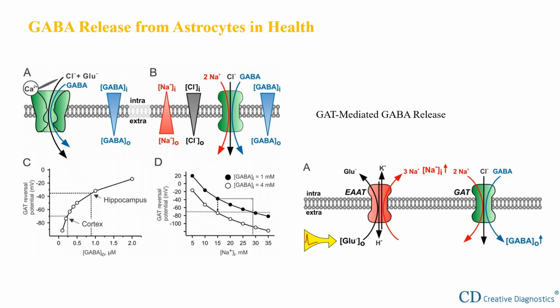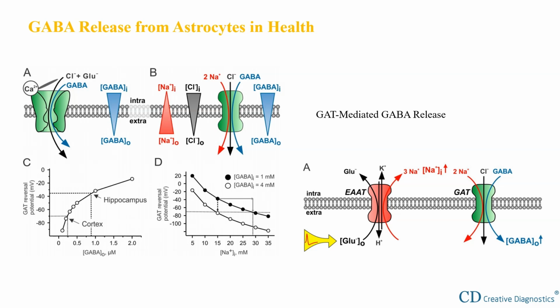Moreover, the relative position of the reversal potential as well as the direction and strength of tonic GABA release from astrocytes can be modulated by transient changes in intracellular sodium concentration, for example, through activation of excitatory amino acid transporters, EAATs. In summary, tonic GABA release mediated by GAT3 in astrocytes mainly occurs in the cerebral cortex, likely due to the low extracellular GABA concentration in this region.